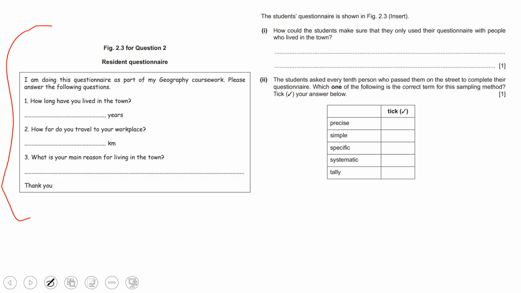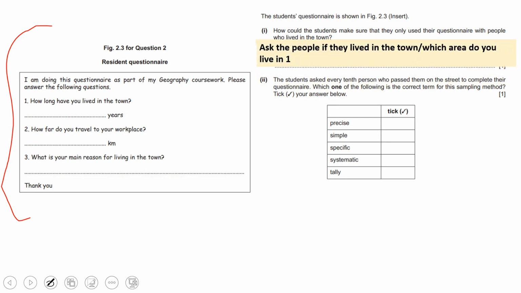Now, how could the student make sure that they only use their questionnaire with people who live in the town? Ask them where they live. So if they give you an answer where they live, that is when you can now administer the questionnaire. Ask the people if they live in the town, which area do they live? It's as simple as that. Now, the student asks every 10th person who passed them on the street to complete their questionnaire. Which one of the following? When you ask every nth, once there is any number attached to it, so that is fourth or 10th, you should know that is systematic sampling, which helps to avoid bias, and it makes the result more reliable.